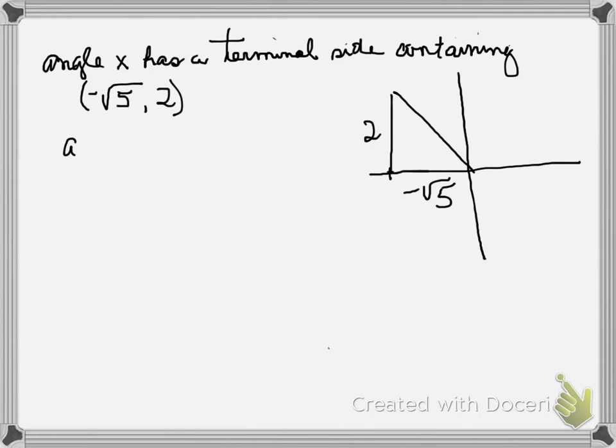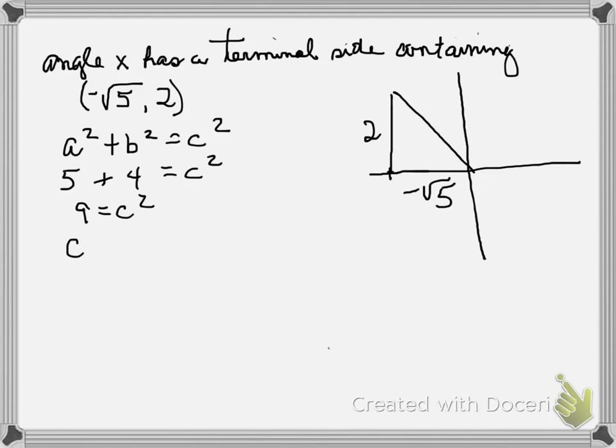So a squared plus b squared equals c squared. And negative square root of 5 squared would be 5. B squared is 4. 9 equals c squared. So c equals 3. And the hypotenuse is never negative. It's the distance, the length of the radius. So it will be the positive 3.